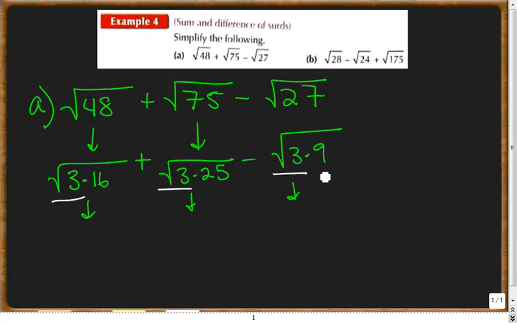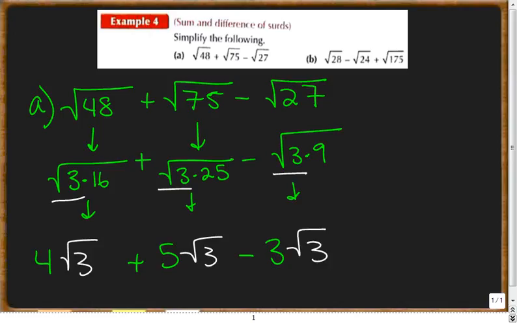Now, from this step, you could convert like I did in the previous problems, or you could see automatically that I have squares. Well, 16 on the inside is the same thing as a 4 on the outside. And a 25 on the inside is the same thing as a 5 on the outside. And a 9 on the inside is the same thing as a 3 on the outside. And then we're left still with our square roots of 3.